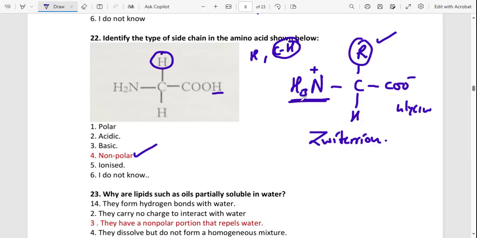This is what determines the acidic properties of an amino acid. So if you had nitrogen here, you would tell that that amino acid is going to be basic. If you had COO, you would tell that that's going to be acidic.